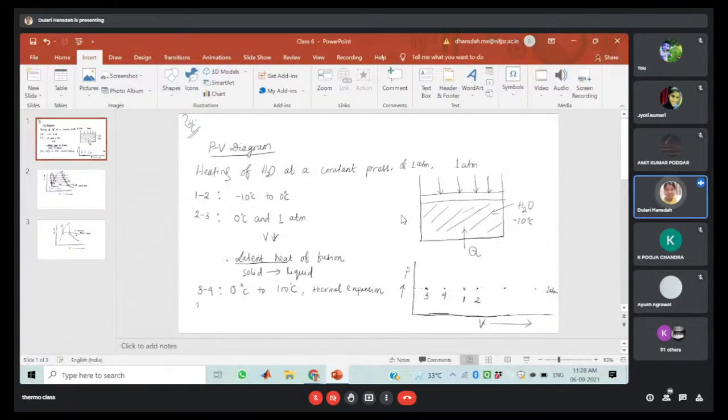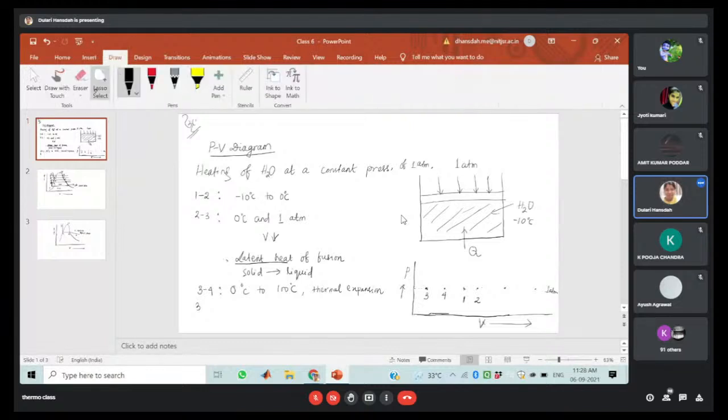Got my point? So now coming to the 4 to 5 process. In this case, the temperature of water is already 100 degrees Celsius. When we are giving the heat input to this compressed pure substance, the phase change process will start. That means liquid will be converted into vapor. That will happen at constant temperature and constant pressure, that is 1 atmospheric pressure and 100 degrees Celsius.